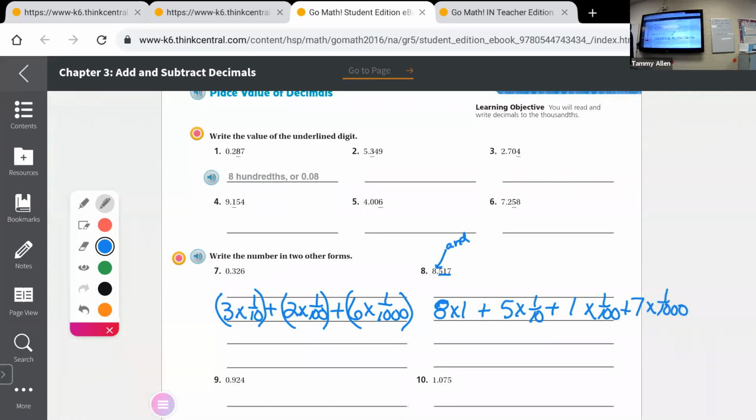Again, make sure you're making corrections. Questions on that one? Number 9, 924 thousandths. 924 thousandths.